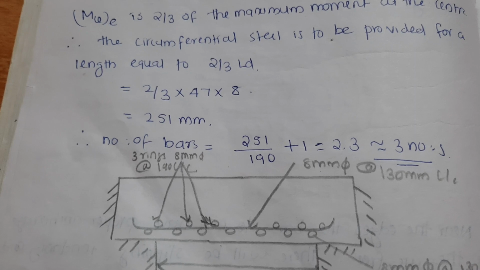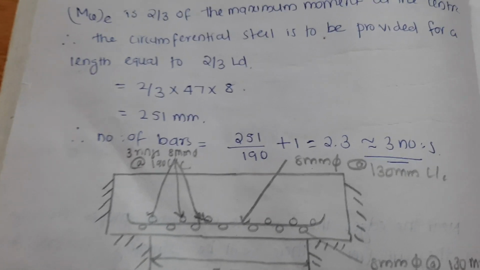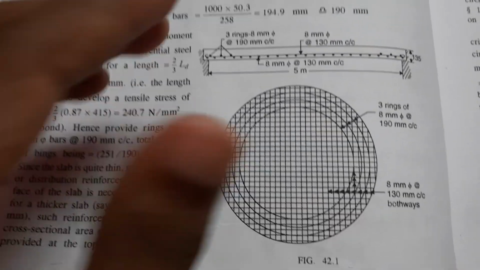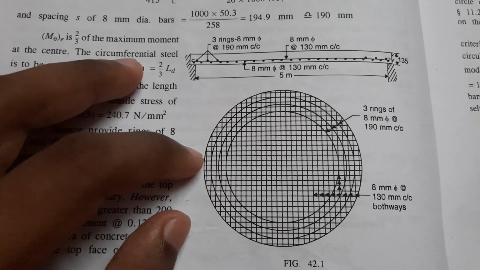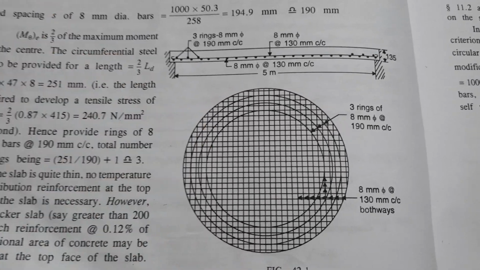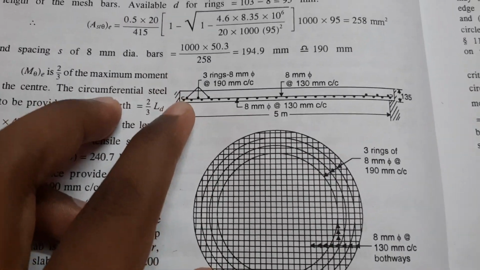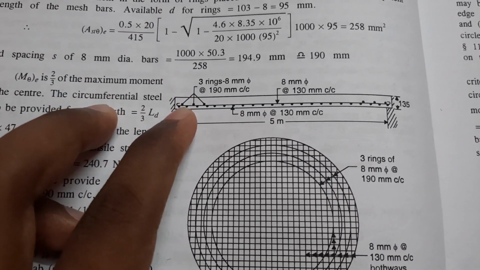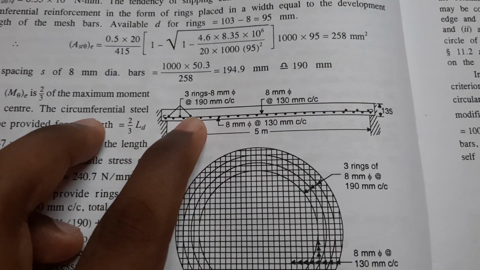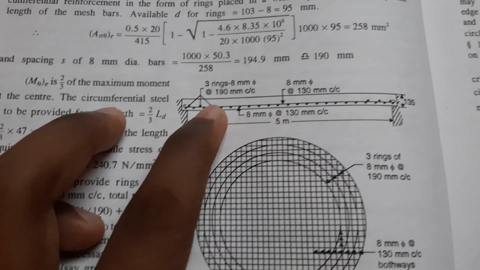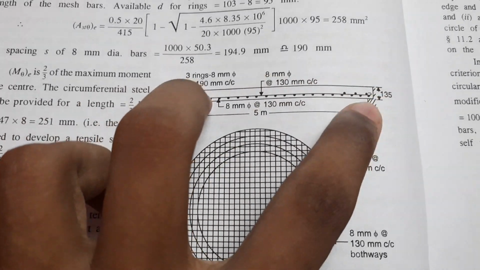You can see the detailing diagram much more clearly in the textbook of BC Punmiya. Like this, you can see the detailing diagram. From the circumference 251 mm, we are providing the circumferential reinforcement. That can be seen from this figure also. At the end, 3 rings of 8 mm bars at 190 mm center to center spacing are provided. You can see at both ends.